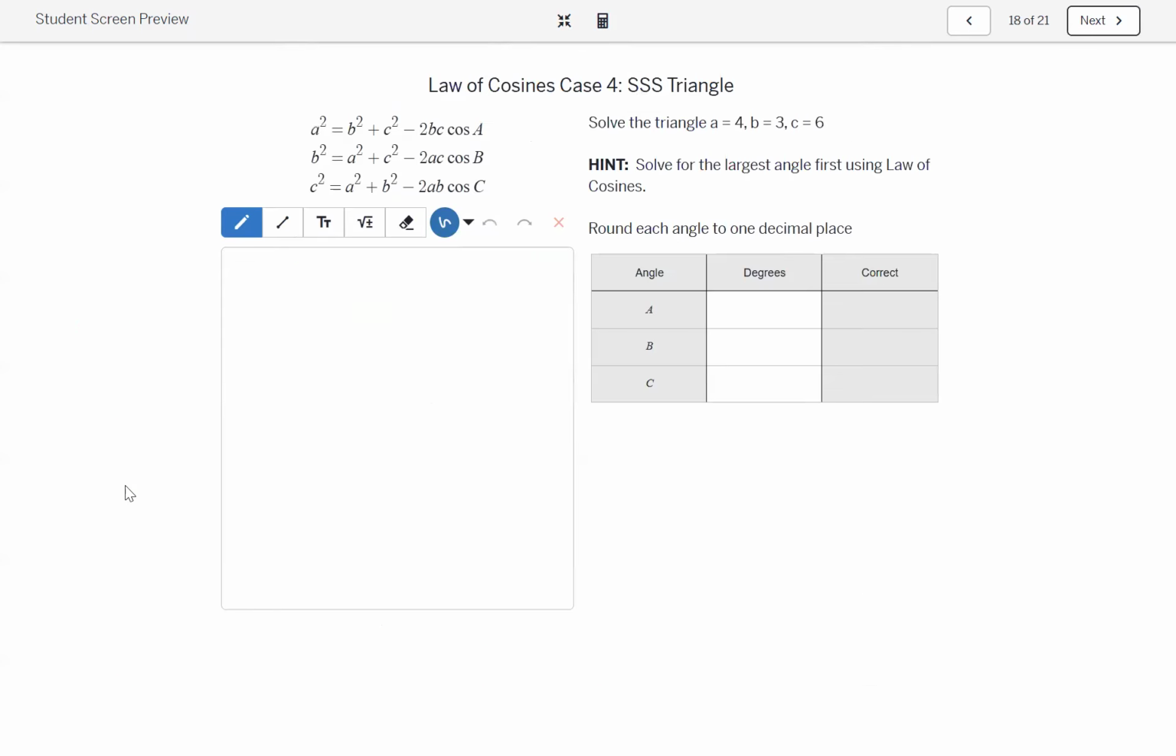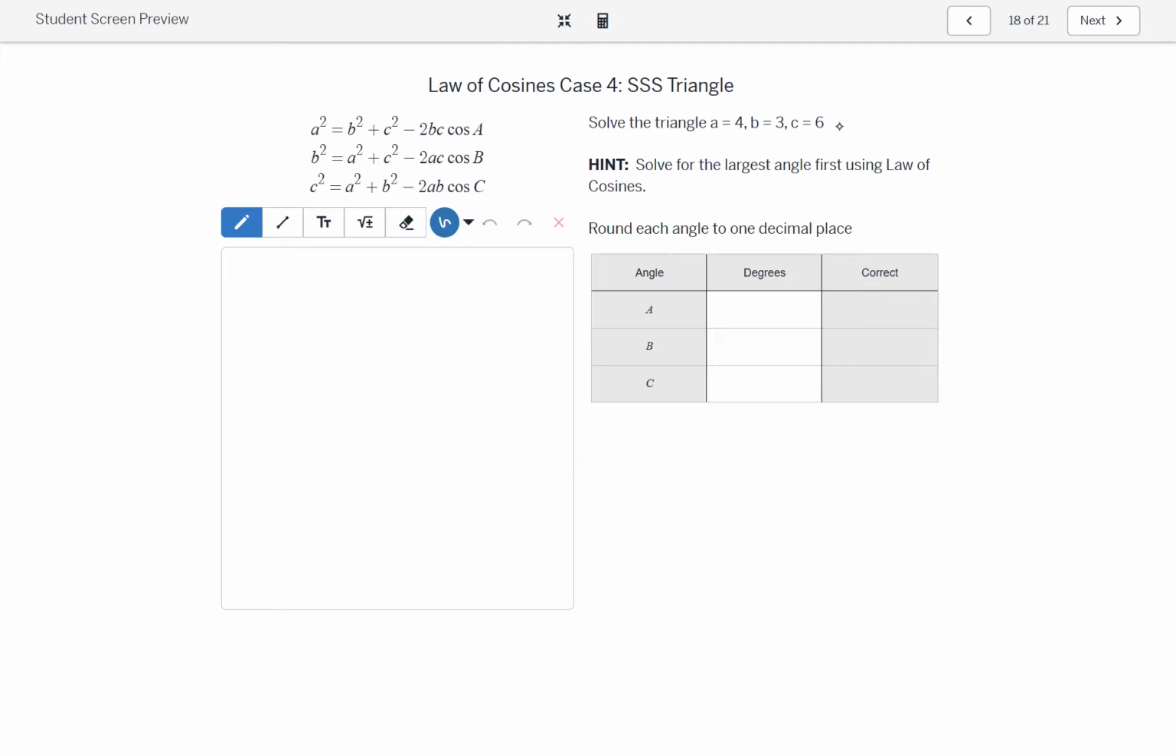All right. Now our next one, we're given 3 sides, A, B, and C, and we're asked to find all 3 angles. So law of sines would require me to have an angle and side pair. Again, I know none of the angles, so I cannot use law of sines. So I am stuck using law of cosines. Now the hint here is a really good hint. Solve for the largest angle first using law of cosines.